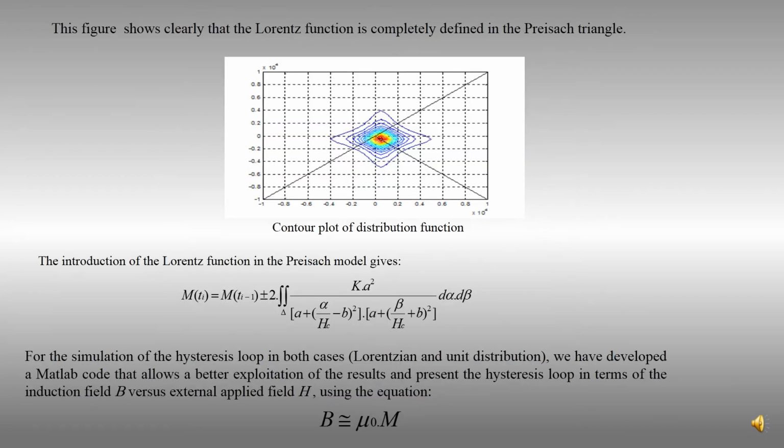You can see here in this figure clearly that the Lorentz function is completely defined in the Preisach triangle with the contour plot of the distribution function. The Lorentz function in the Preisach model gives this expression.